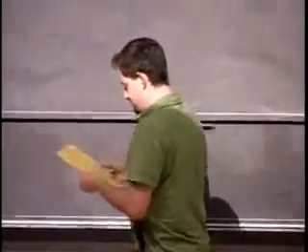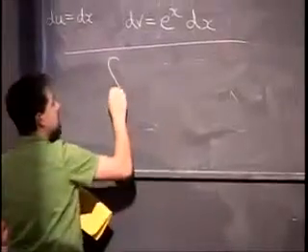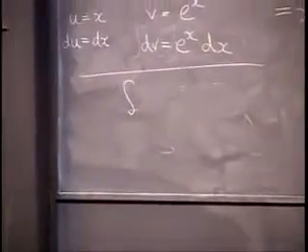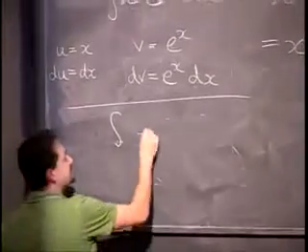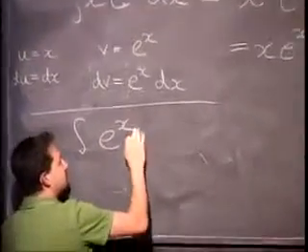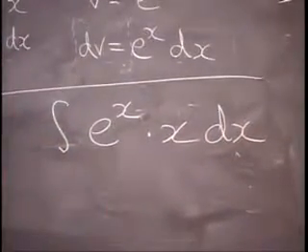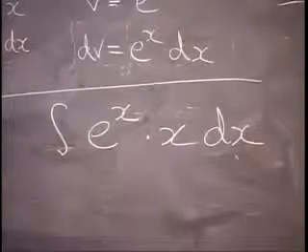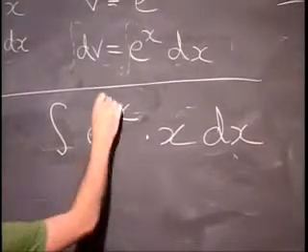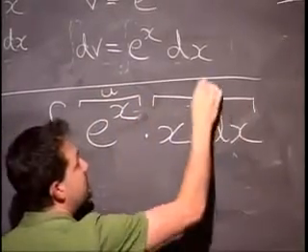Now, let me give you another example. Let's try this one. Actually, before I do the other example, let's go back to this one. Suppose I had written it out like this: e to the x times x dx. Suppose I gave it to you like that. You might say, oh, well, I'm going to integrate it by parts. Let's let this be u, and let the x dx be dv.